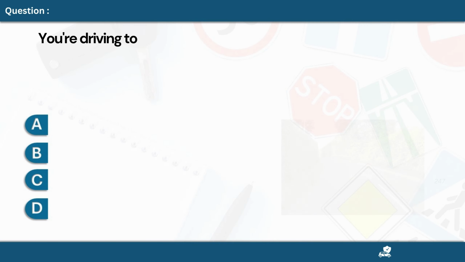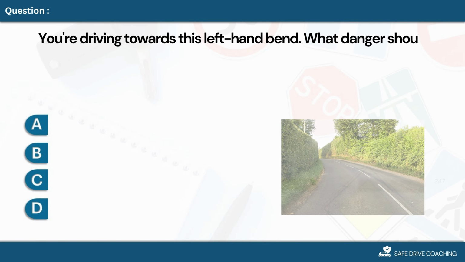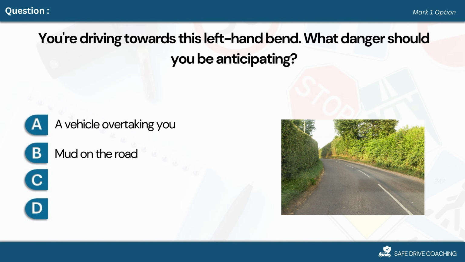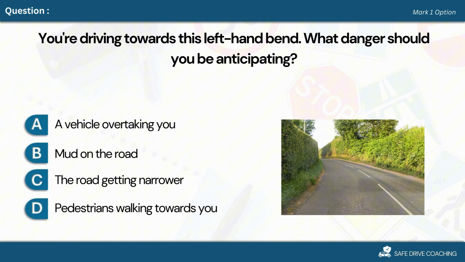You're driving towards this left-hand bend. What danger should you be anticipating? A. A vehicle overtaking you. B. Mud on the road. C. The road getting narrower. D. Pedestrians walking towards you.